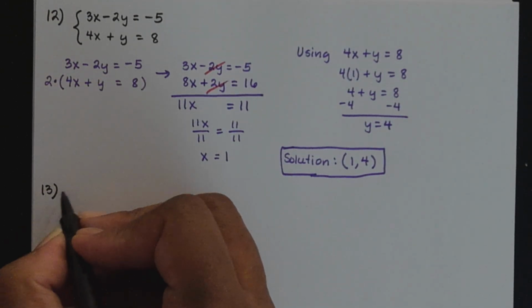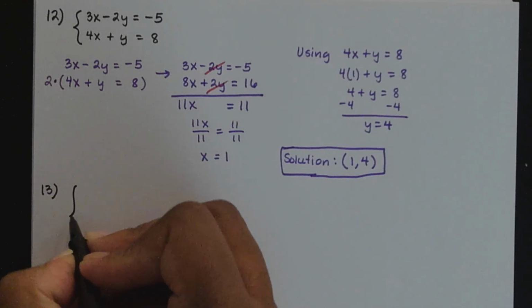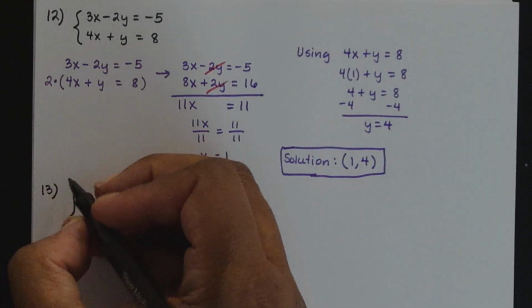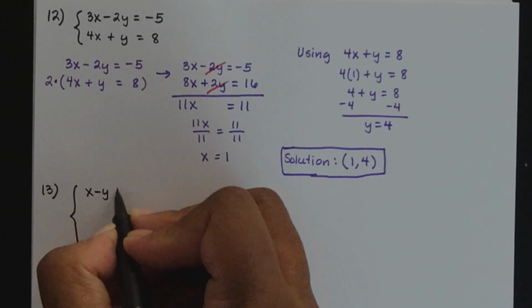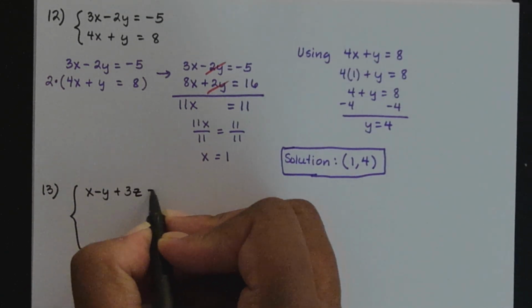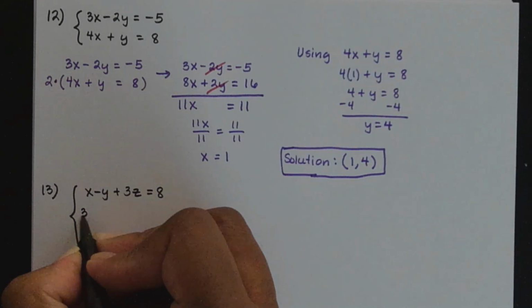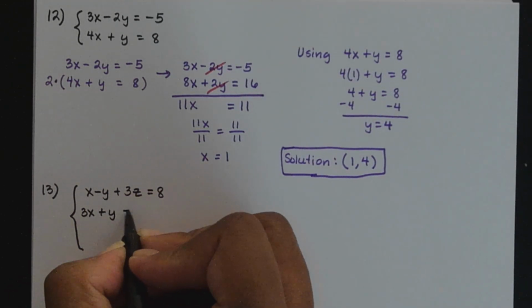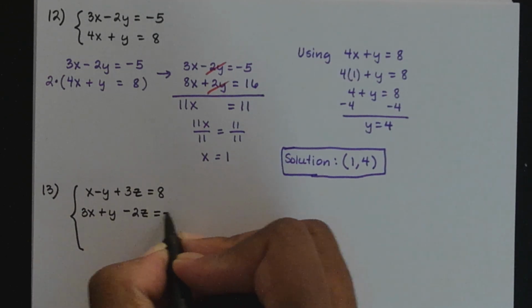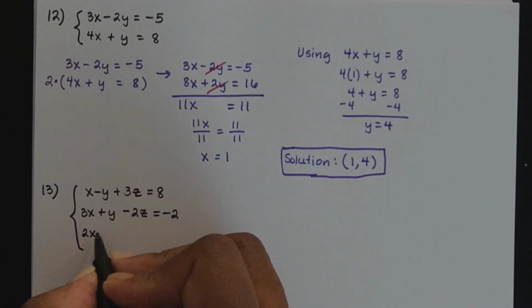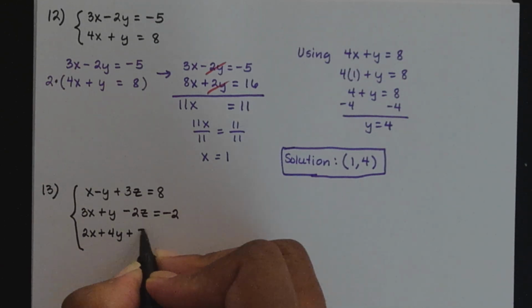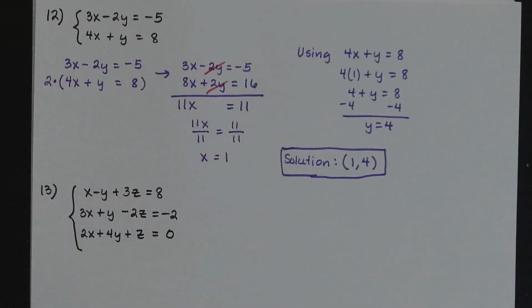All right, now number 13 is a system of equations in three variables, and this is out of section 5.2. Here we got x minus y plus 3z is equal to 8. 3x plus y minus 2z is equal to negative 2. 2x plus 4y plus z is equal to 0.